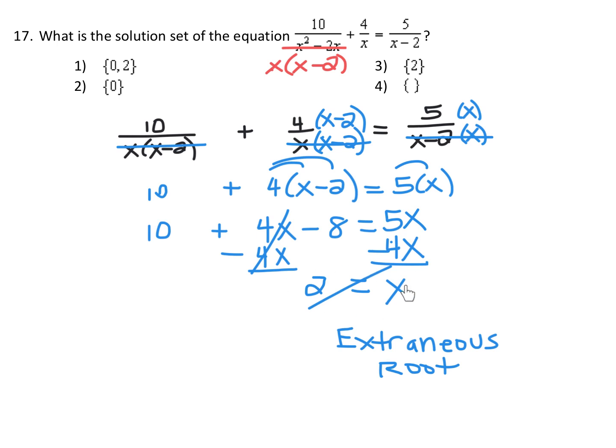So look at this, we have no solution. So choice 4, see those empty curly brackets? That means no solution. Okay, we have an empty solution set, so choice 4 is our answer.